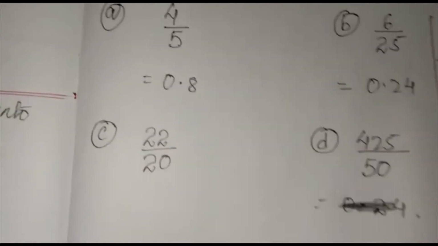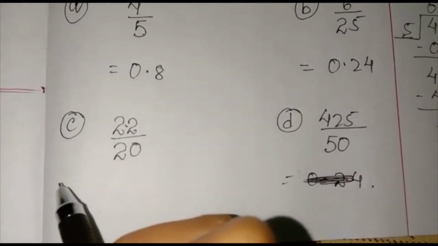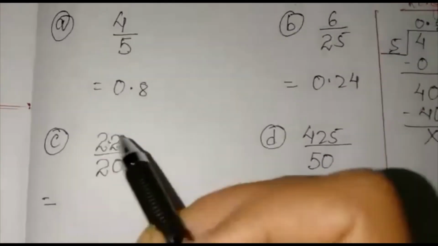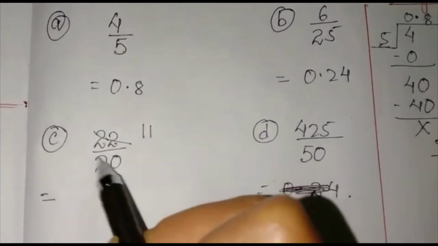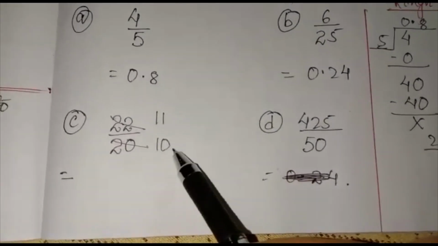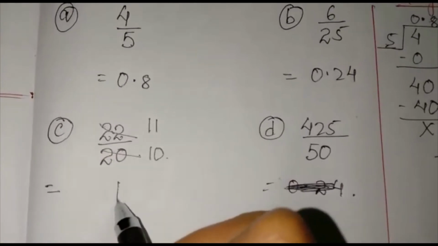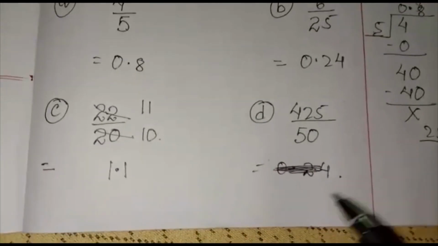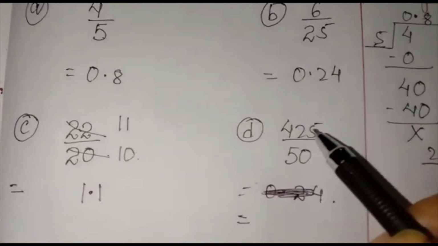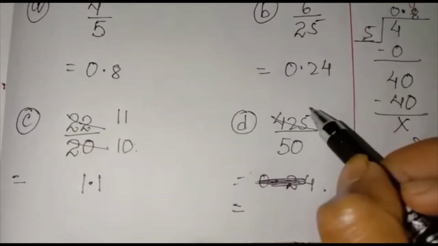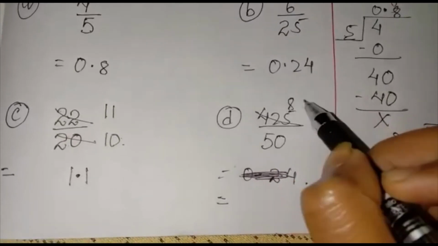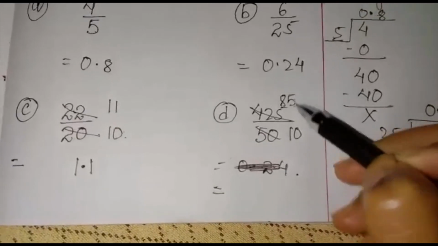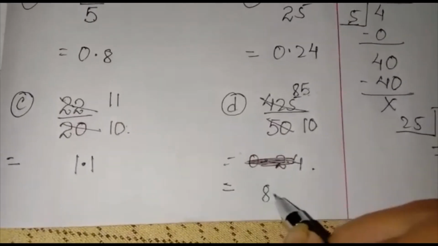Now next is question number C, 22 by 20. So before dividing, first you can cancel, okay? 2 11s are 22, 2 10s are 20. Now we have 10 in the denominator, so we can easily give the decimal. 1 zero is there, so you have to write the point in front of one number. Here first you divide this, cancel with 5. 5 8s are 40. 5 5s are 25. 5 10s are 50. So 85 by 10 is 8.5.